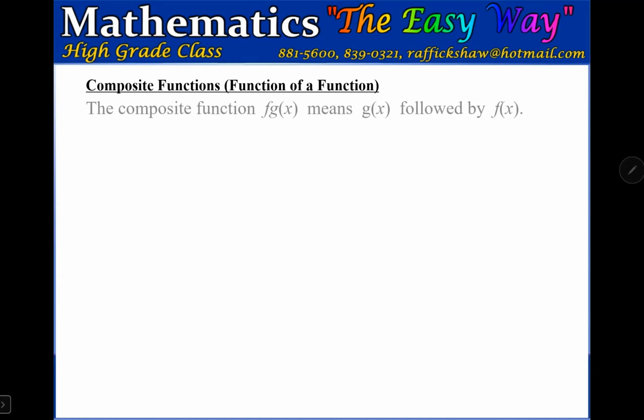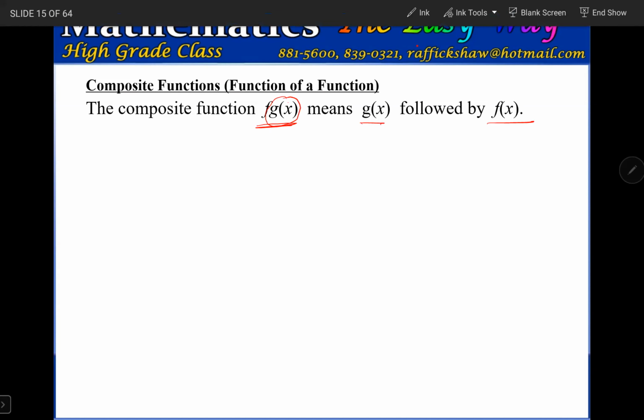So let's look at it. A composite function, f of g. In a composite function written like that, f of g, it means g followed by f. The one that is on the inside here is the one that is done first, right? So f of g means g first, f afterwards. You apply the g function first, and you apply the f function afterwards. That's what f of g stands for.